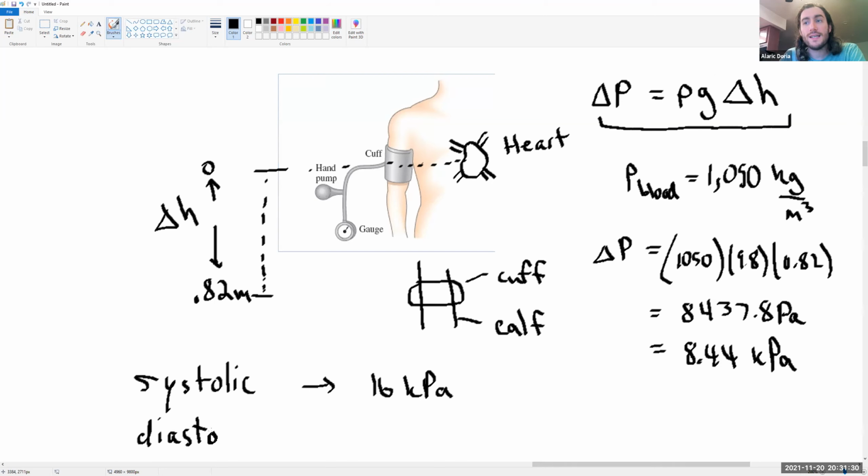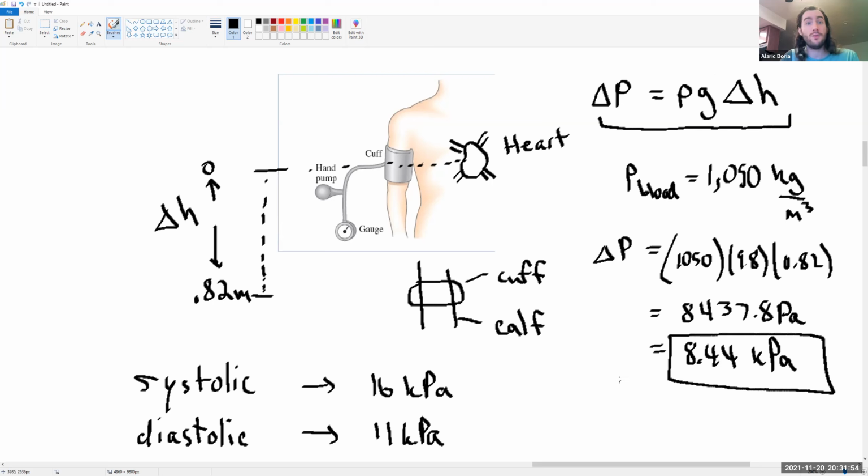And this, of course, is a gauge pressure. Don't forget that this is a gauge pressure. It has to be because atmospheric pressure is like 101 kilopascals, right? So this is pressure above atmospheric pressure. The diastolic is 11 kilopascals. So that's a significant error there that's being added to your blood pressure measurement, right?